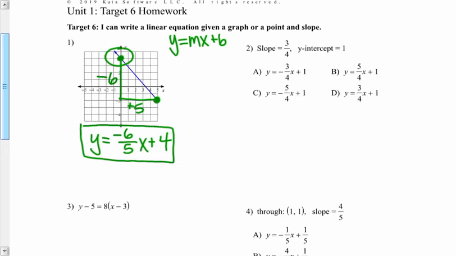For number 2, it really gives me all the information I need. So still thinking about that slope-intercept form equation I just wrote, slope is m, the y-intercept is b. So we want y equals 3/4 x plus 1. I didn't even have to do any solving. I just had to look at the answer choices. The correct answer would be D.